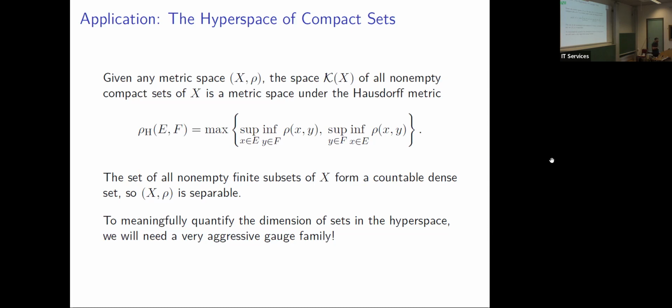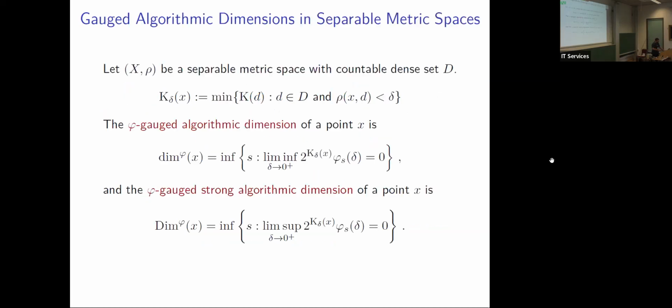So that means that we'll be able to apply our point set principle to this, and we need to do it in a gauged way because everything here is very infinite dimensional. So in order to quantify dimensions in a meaningful way here, we need a really aggressive gauge family. So let's back up to here.